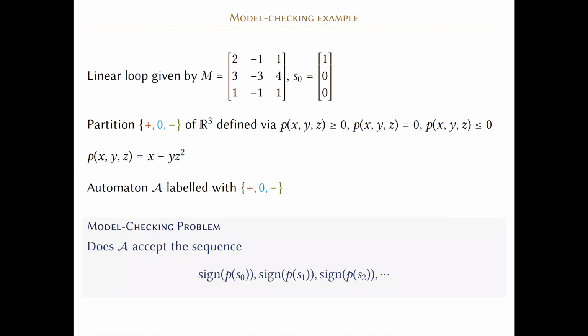Then the infinite world of colors we obtain is essentially over the signs plus, 0, and minus. And the model checking problem for this particular linear loop is the following. It is to decide whether the automaton A accepts the sign pattern generated by applying polynomial P to the elements of the sequence S, which represented the values of our variables after n iterations of the loop.